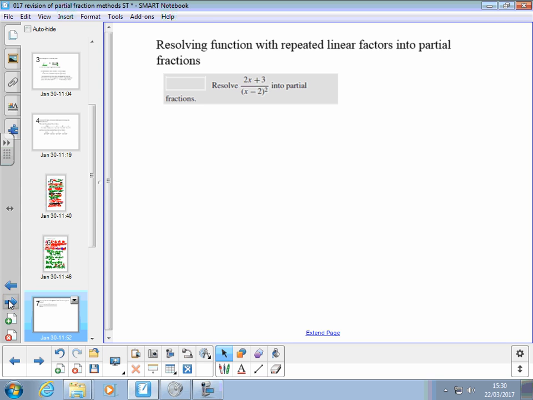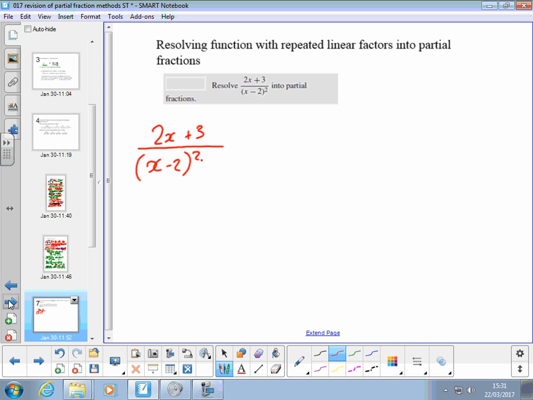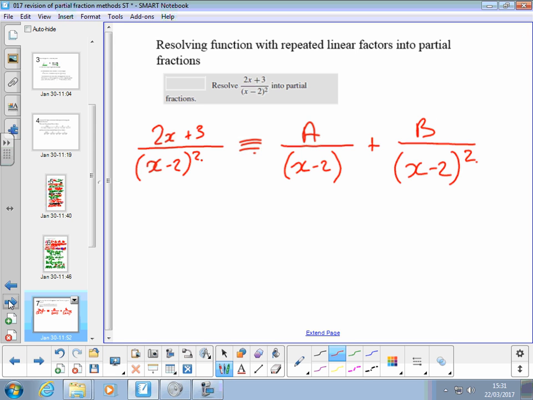Dissolving functions with repeated linear fractions into partial fractions. So this is the second type that I highlighted earlier. 2x plus 3 over x minus 2 all squared. That type is equivalent to A over x minus 2 plus b over x minus 2 squared. Because the denominator contains a repeated linear factor, i.e. a bracketed term raised to a power.